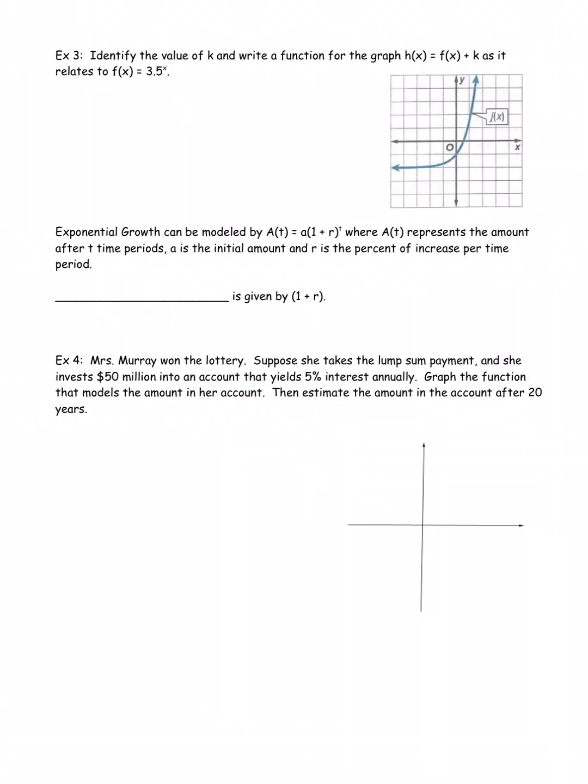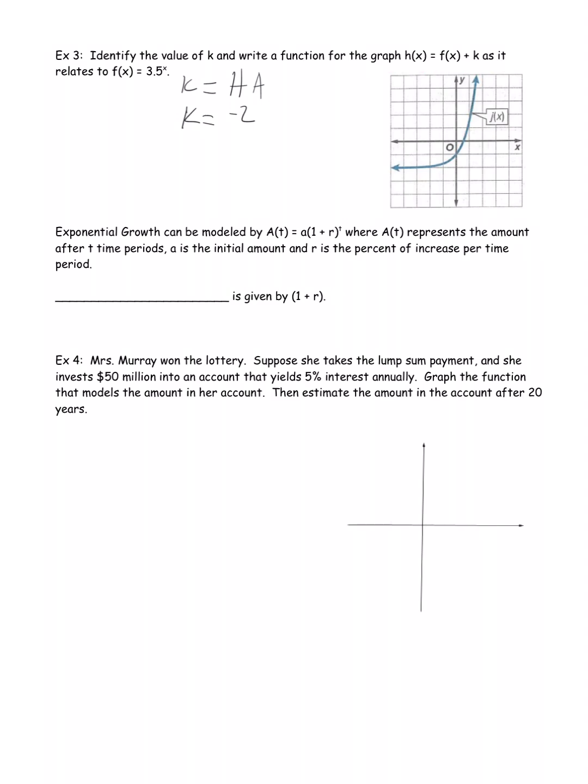So next we are asked to identify the value of k and write a function for the graph h of x equals f of x plus k as it relates to f of x equals 3.5 to the x. Well, f of x is 3.5 to the x. The k value, in this case, is also our horizontal asymptote. So keep in mind, it's a very important fact, our k is equal to our horizontal asymptote. And you notice we have a horizontal asymptote at negative 2. So our k value is negative 2.